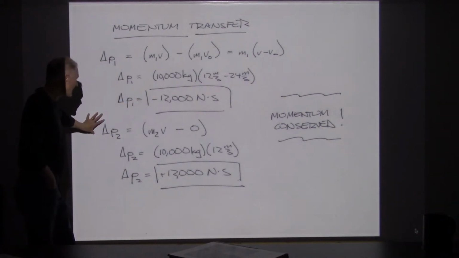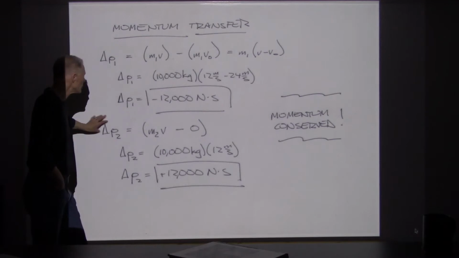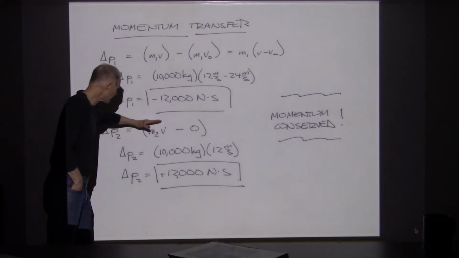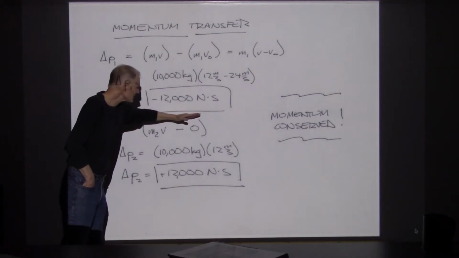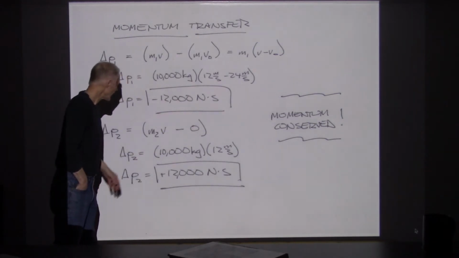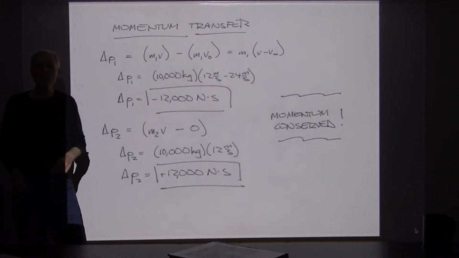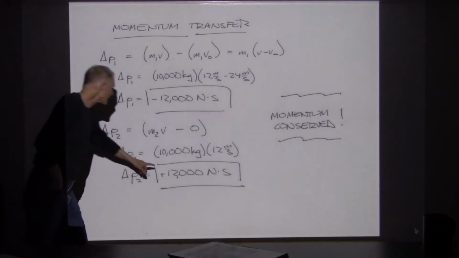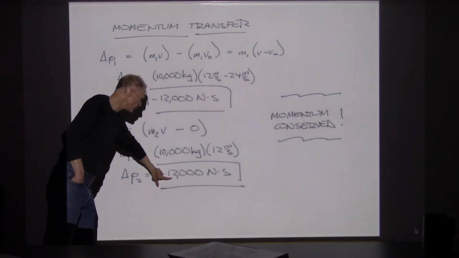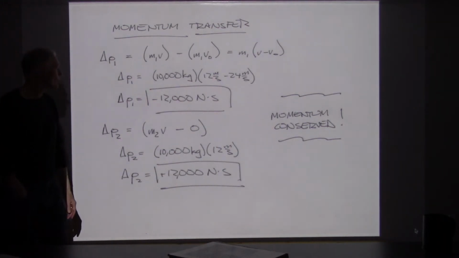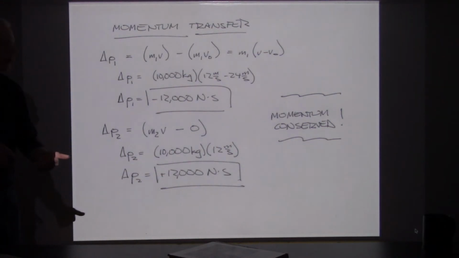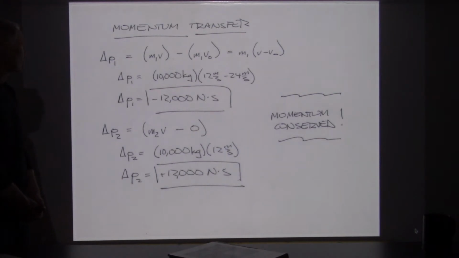Now, for object 2, again, it's final momentum minus initial momentum. The final momentum is m2v. Initially, it didn't have any momentum at all. So it picks up the 120,000 newton seconds. It acquires the 120,000 newton seconds and heads off.